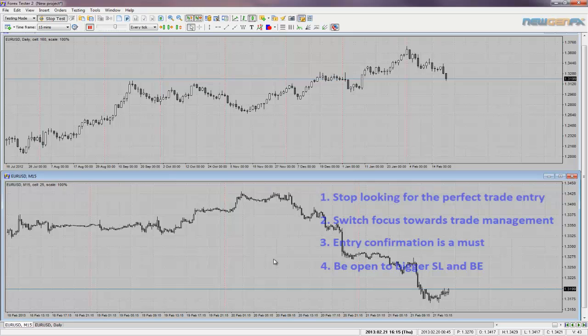When you are taking an entry, always look for some form of confirmation. It's going to save you a lot. It's a good safety net. And also be flexible, increasing those stop loss and break even values as well. I've greatly increased mine and reduced my lot size a little bit, and it's definitely worked out for the better.